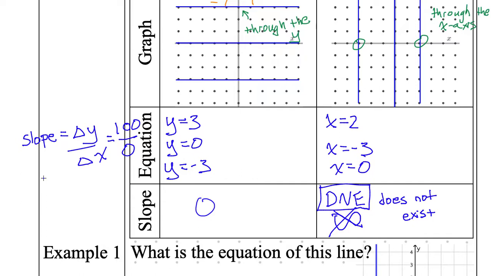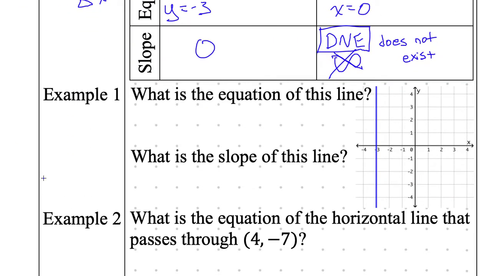That's bad. This is my DNE symbol. Oh, nice. I like it. So you can never divide by 0. That is why we say it does not exist. You can never divide by 0. Moving on. Let's do example number 1.